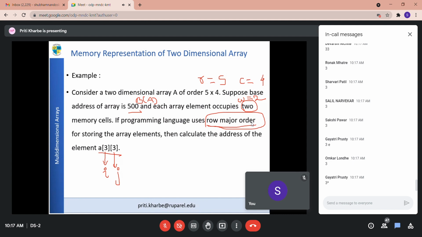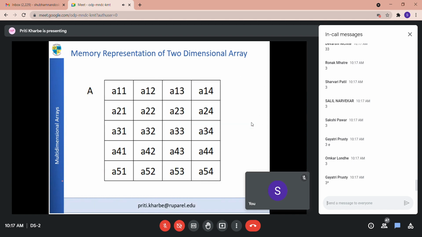The values of LBR and LBC are not given, and they have not mentioned any starting indices for rows and columns, so by default it will be 1. Now my dimension of the array is 5 by 4. So it will look like this: 5 rows, 1, 2, 3, 4, 5, and 4 columns, 1, 2, 3, 4.